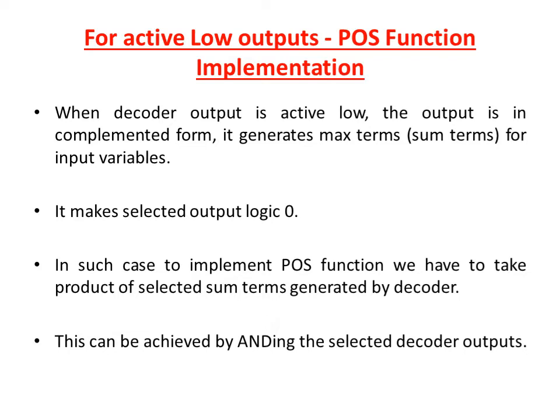Now let's see how we can implement the POS function for active low output conditions. When the decoder output is active low, the output is in complemented form. It generates max terms for the input variables. So the selected output logic is 0. In such a case, to implement the POS function, we have to take the product of the selected sum terms generated by the decoder. This can be achieved by ANDing the selected decoded outputs.